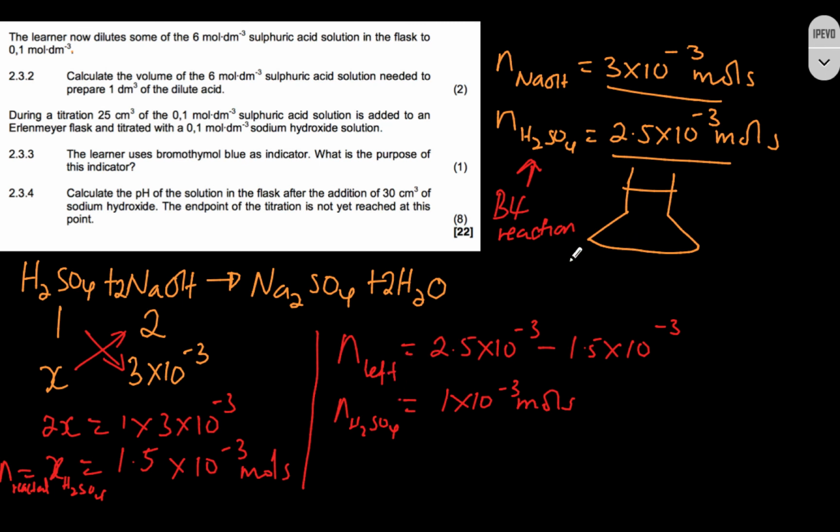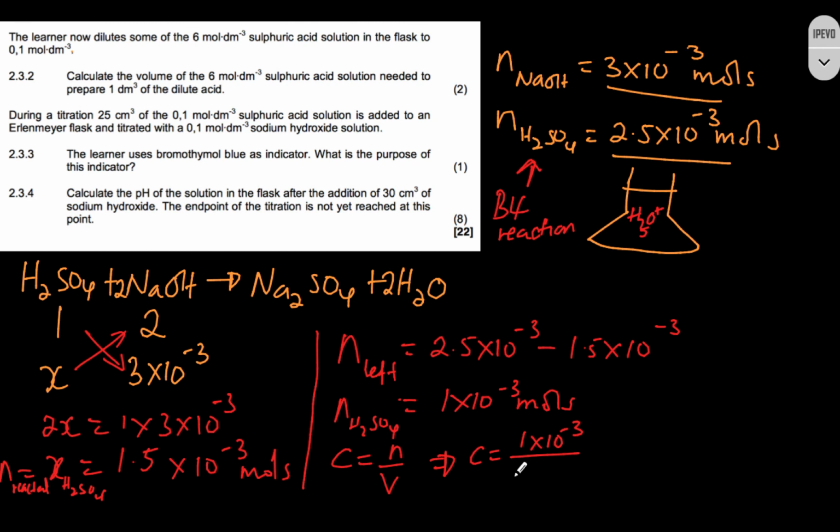Now, since we have our number of moles of sulfuric acid, we can calculate the concentration of the oxonium ions that will be left in here, in other words, the ones that did not react. So we're going to use our equation: concentration is the number of moles over volume. It implies concentration will be equal to 1 times 10 to the power of negative 3 all over the volume.